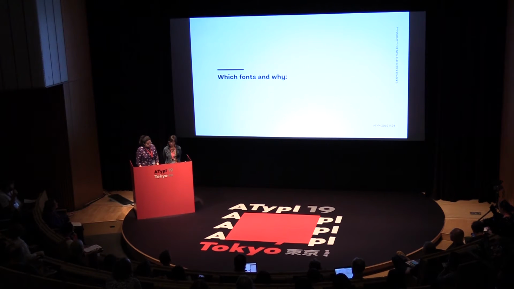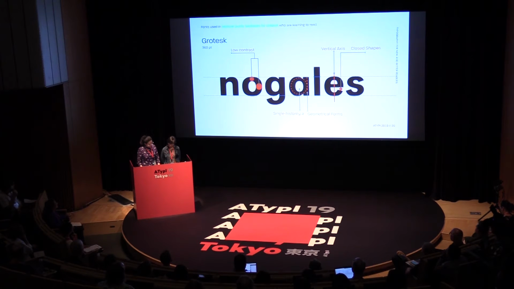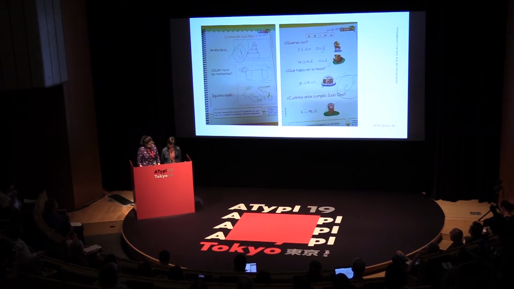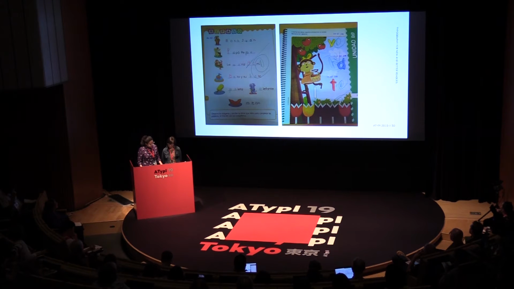And now we're talking about which fonts we use, and why. The fonts we chose for the text can be grouped in three. First, fonts used in Mexican public textbooks for children who are learning to read. We found out that in the last 30 years, mainly two fonts have been used that, in general terms, are sans serif with minimal contrast, simple and static geometrical shapes that resemble circular and square strokes, vertical axes, closed shapes, and classical proportion. We chose Grotesk and Futura.